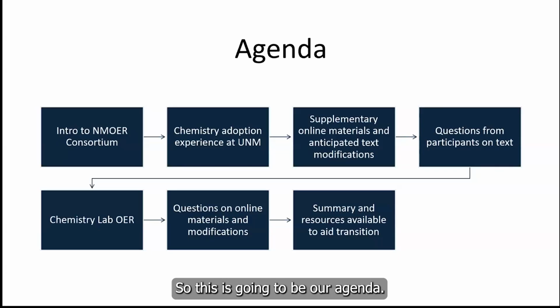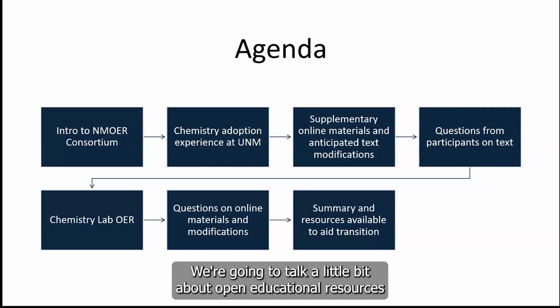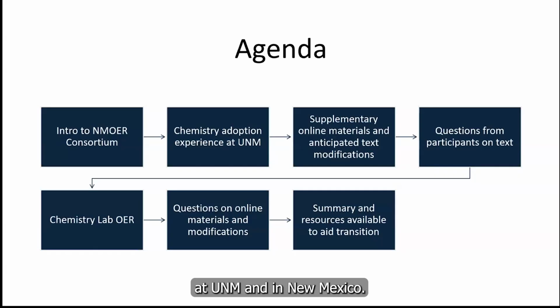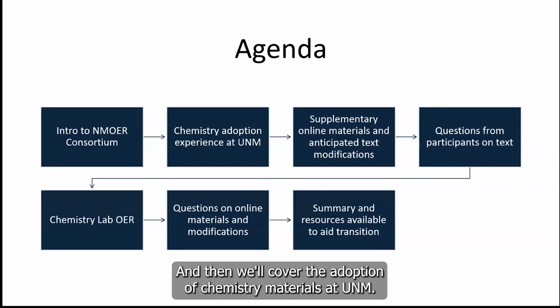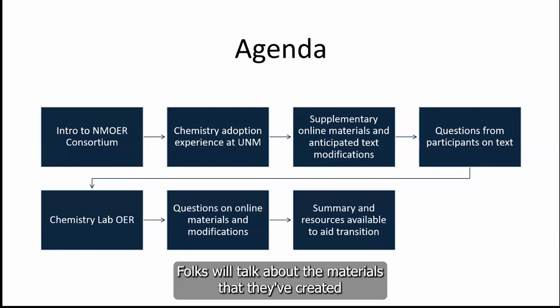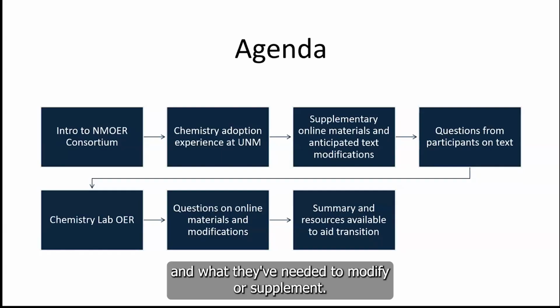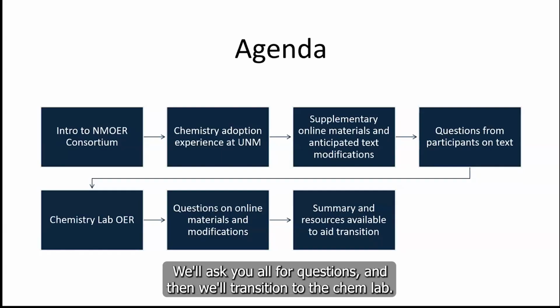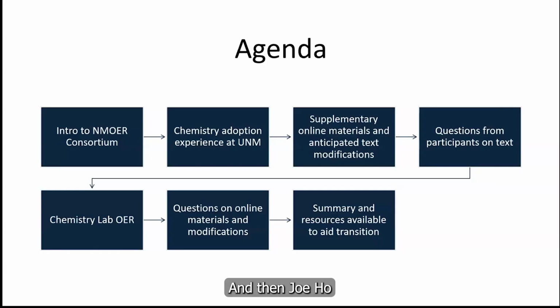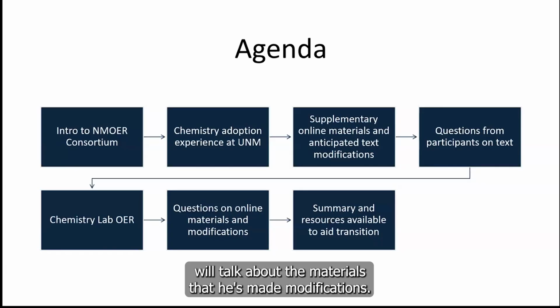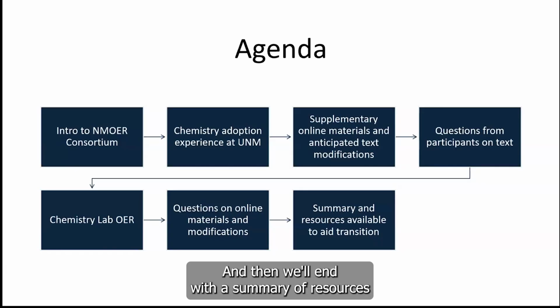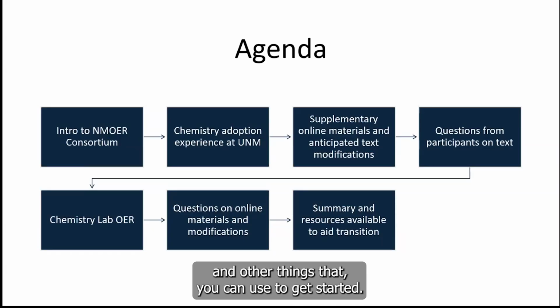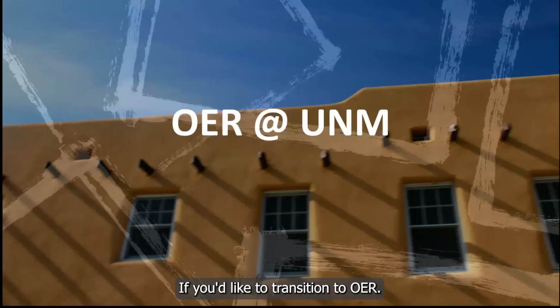So this is going to be our agenda. We're going to talk a little bit about open educational resources at UNM and in New Mexico, and then we'll cover the adoption of chemistry materials at UNM. Folks will talk about the materials that they've created and what they've needed to modify or supplement. We'll ask y'all for questions, and then we'll transition to the chem lab. And then Joseph Ho will talk about the materials that he's made, modifications, and then we'll end with a summary of resources and other things that you can use to get started if you'd like to transition to OER.